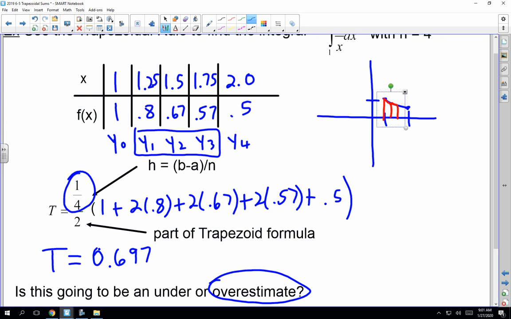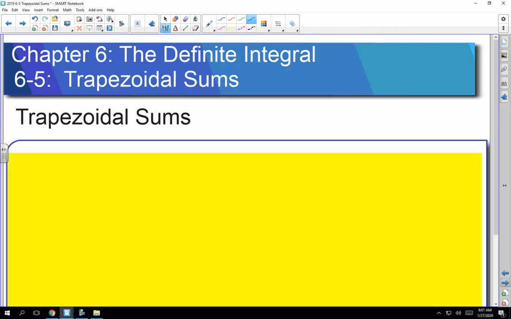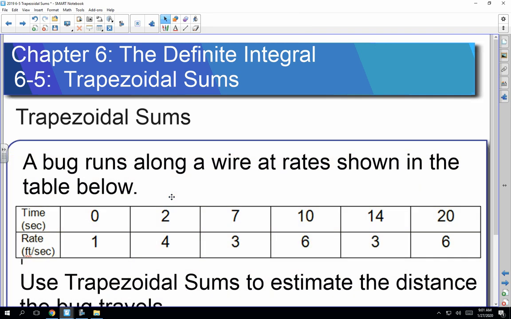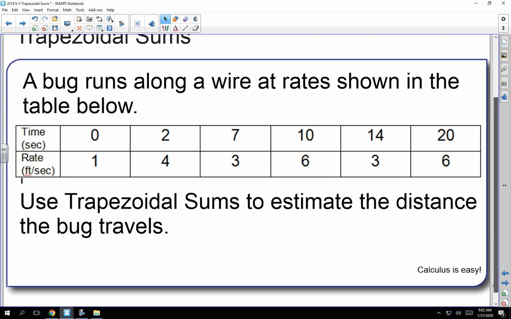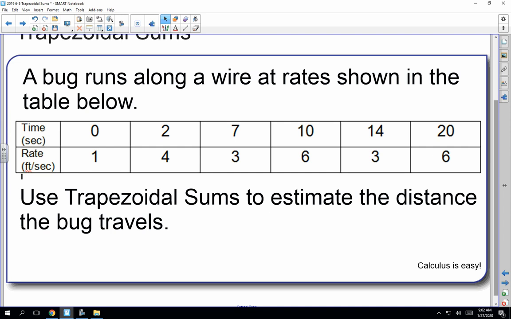Everybody got this? All right, here's one of them. As a bug runs along a wire at rates shown in the table below, you can see it goes from 0 to 2, 2 to 7, 7 to 10. So our delta x is changing constantly. And the velocities, or rates at those given instants, are 1 foot per second, 4 feet per second, 3 feet per second, 6 feet per second.